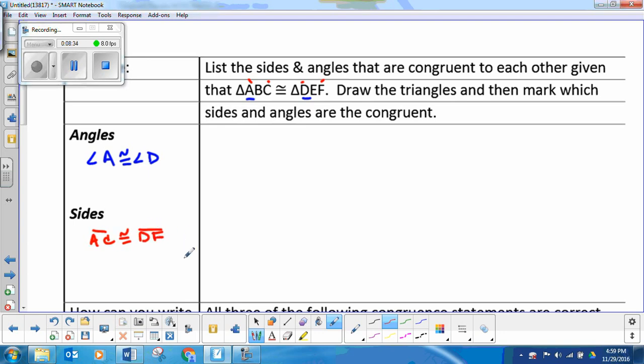Alright, so pause the video and go ahead and name the rest of the angles that are corresponding and congruent, as well as the sides that are corresponding.